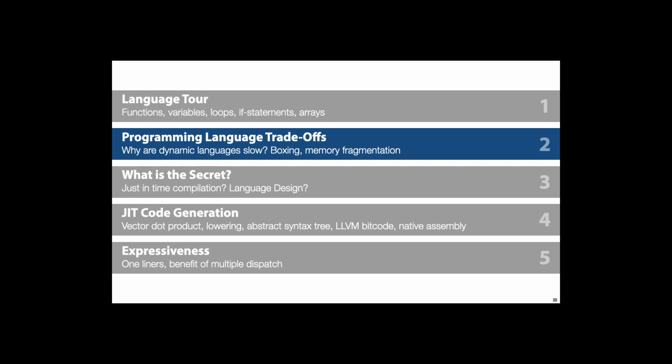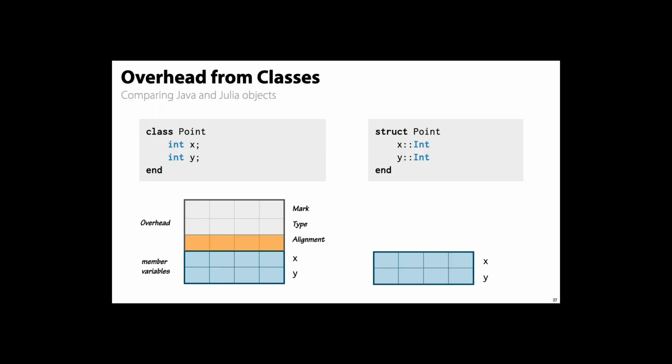So let's do programming language trade-offs. What are the things that make dynamic languages slow? So the first big thing is boxing and cache. So there's an overhead here that applies to most dynamic languages. But in fact, it doesn't only apply to dynamic languages. It tends to also apply to object-oriented languages. So that's a little hint to you on why Julia is not an object-oriented language. It's not a great thing for high performance.